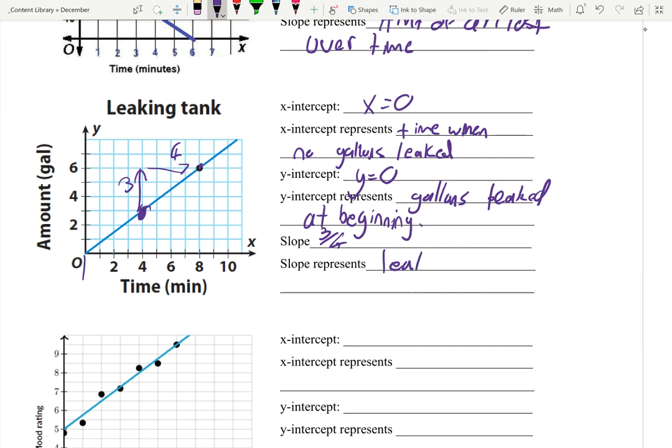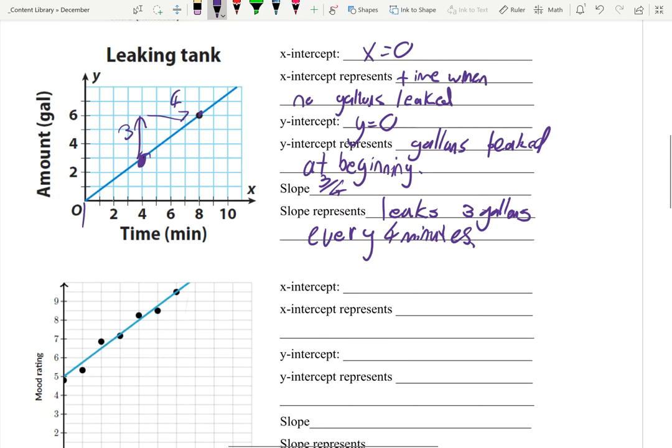So it leaks 3 gallons every 4 minutes. If you wanted to simplify that, you would say you would leak 0.75 gallons per minute, per 1 minute, 0.75 gallons per minute. Or you can say this, it leaks 3 gallons every 4 minutes. Essentially, it's the amount of gallons that are leaked over time, similar to the last one.